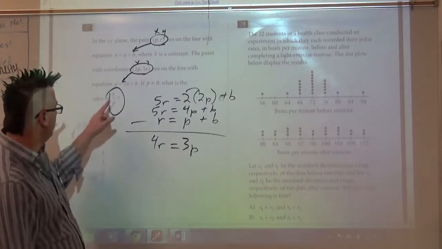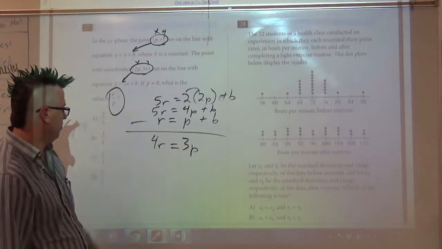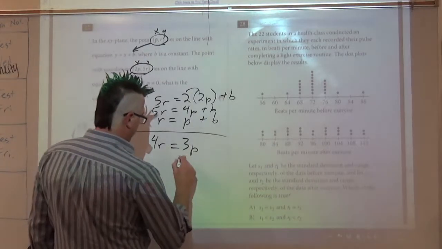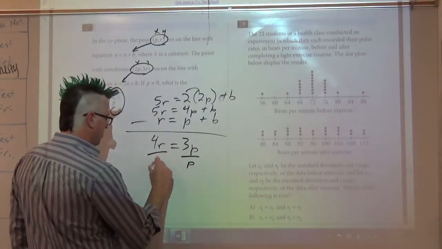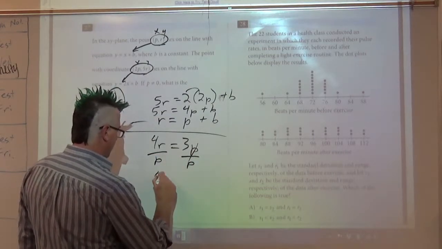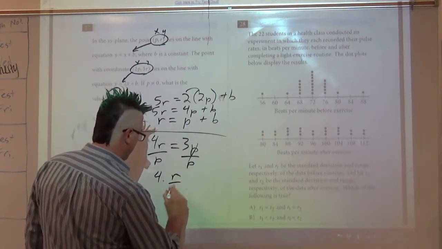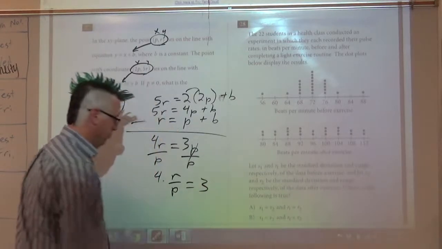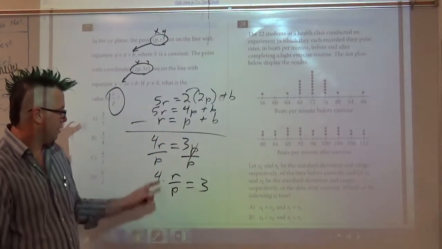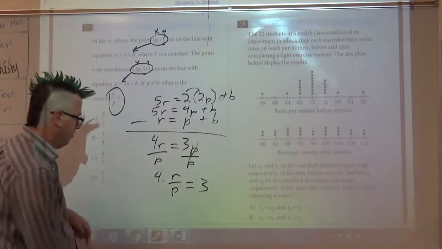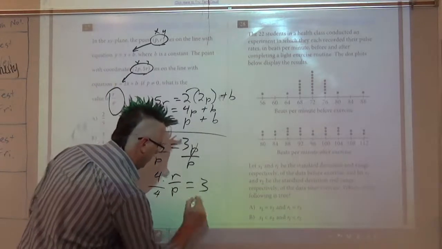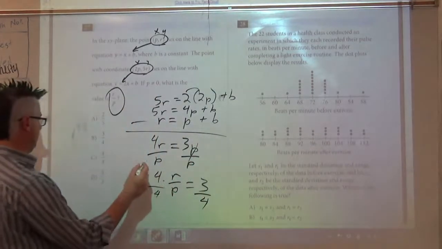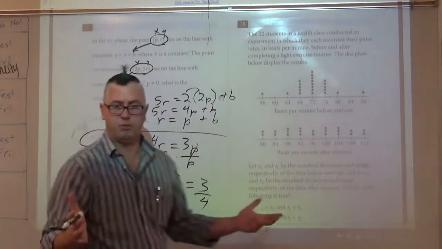We're getting it. I need to get r divided by p. So I'll divide by p, divide by p. So 4 times r over p equals 3. And now to get r divided by p by itself, divide by 4, divide by 4, and my answer is B, 3/4.